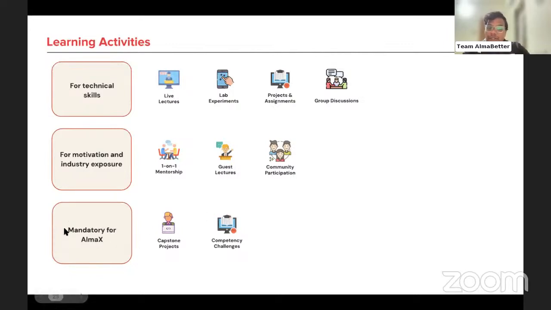So what is Alma-X? Once you complete your learning journey, if you want a job, then you have to pass through one thing, Alma-X. For Alma-X, there are two things you need to do. First, you have to complete capstone projects and competency challenges. After doing these two things, you can get into Alma-X. There you will have a few weeks of learning. You will learn how to communicate with clients, and you will have communication classes and learn how to perform in interviews. Then you give interviews, and eventually you will get placed at top companies.